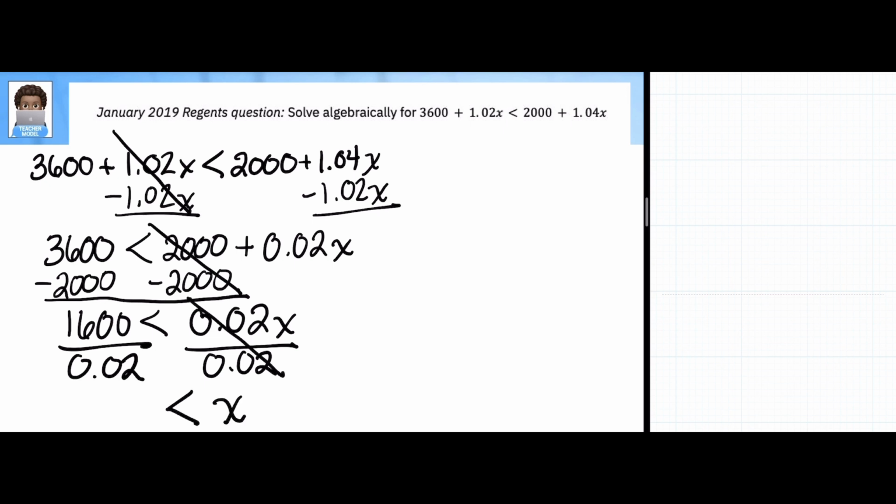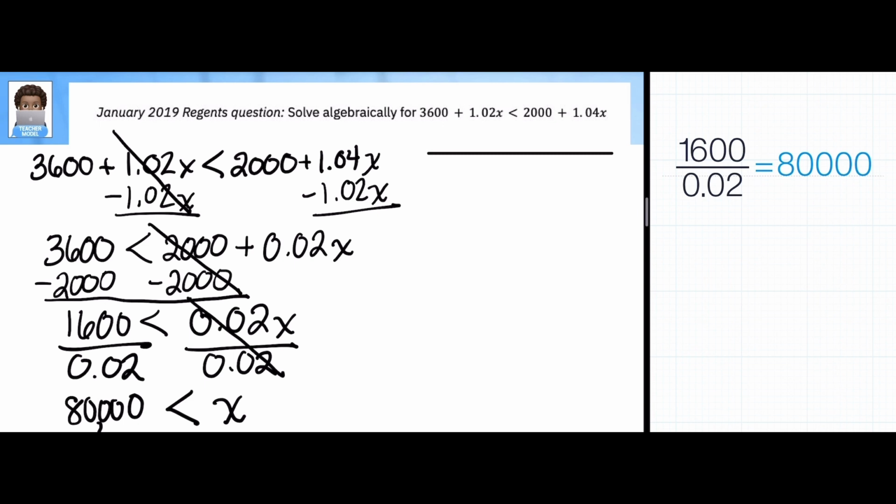So I know this is just going to be x on one side, and I'm going to use my calculator to ensure that I don't make a silly mistake dividing, and I get 80,000. All right, so here's my answer. 80,000 is less than x. Let's graph it and check. So here's 80,000 on my number line, and I want x to be larger. It's a larger number, so it's going to be to the right.